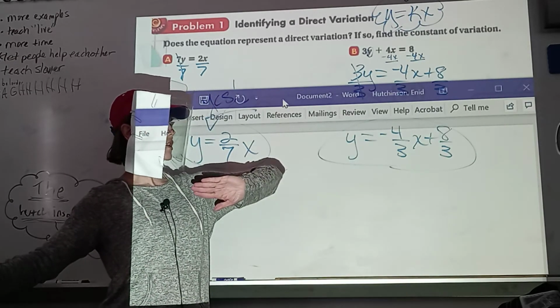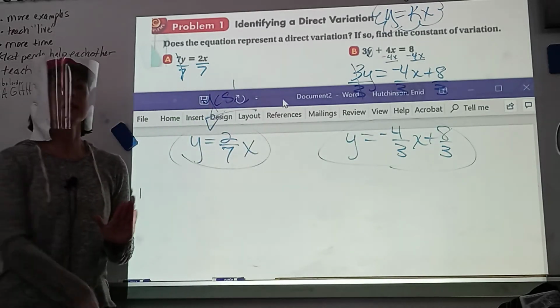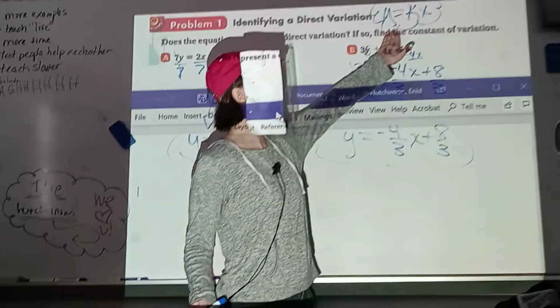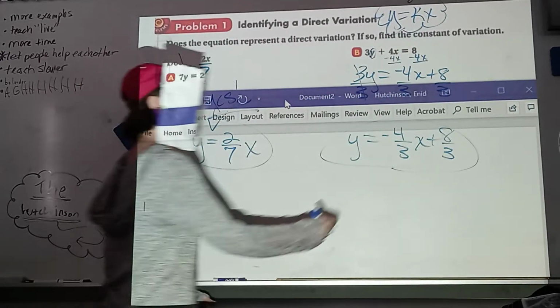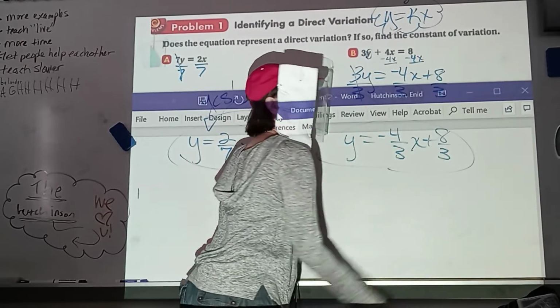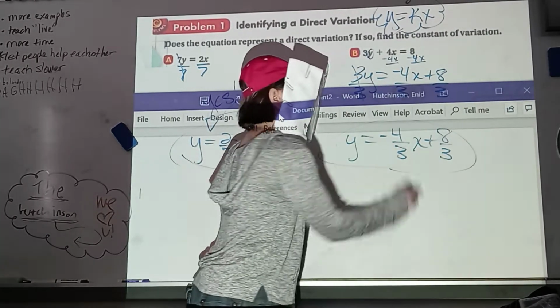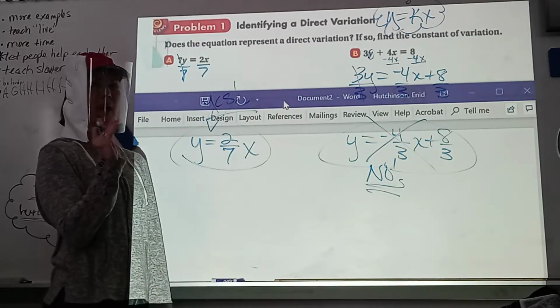The only step we have to do is solve for y. We solved for y. Is this a direct variation? Does this look exactly like our formula for direct variation, y equals kx? No. Why is this not a direct variation? Because we have plus 8/3 here. So, no, this is not a direct variation.